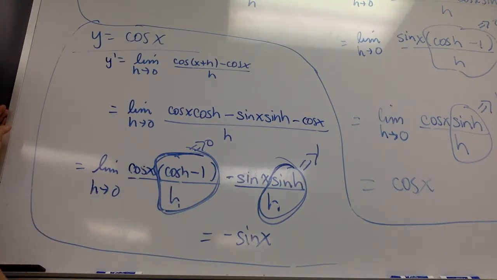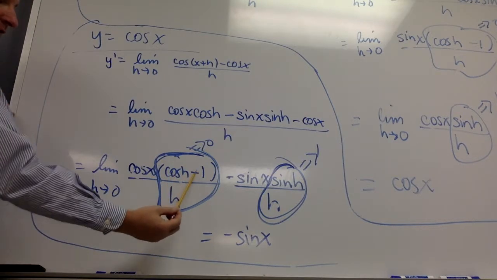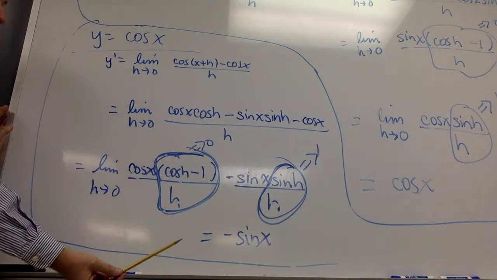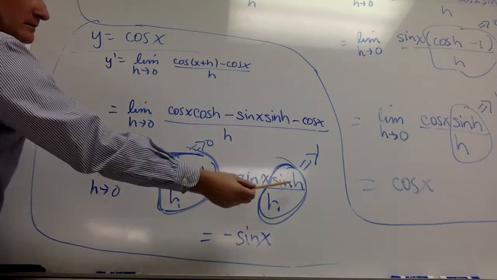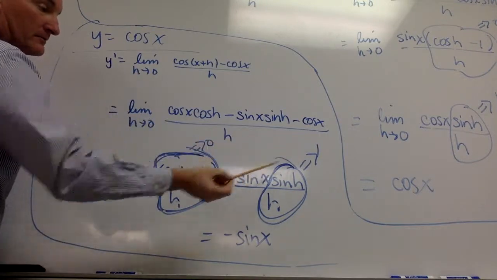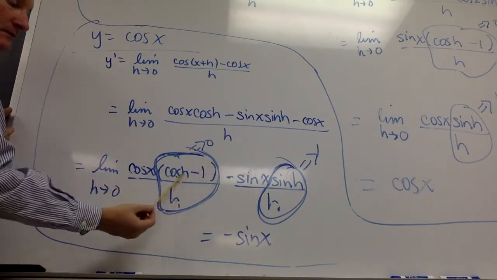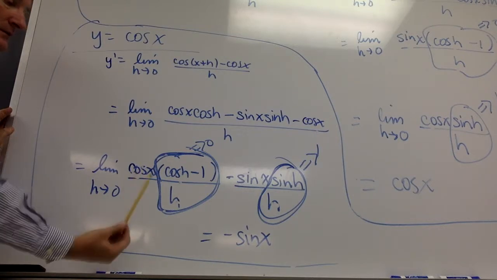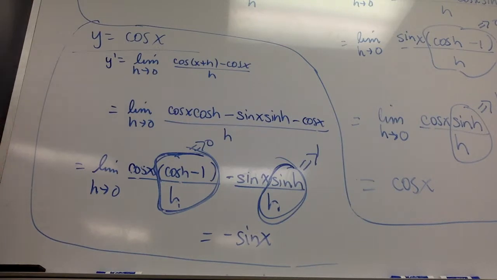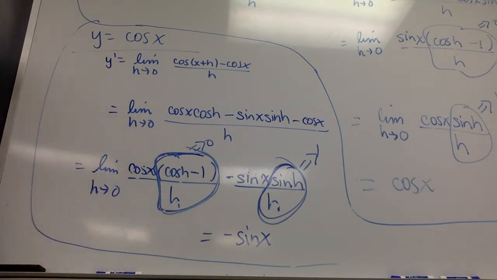And again, h is going to 0, so as h goes to 0, this quantity, cosine of h minus 1 over h, vanishes, goes to 0. And as h goes to 0, sine h over h goes to 1 right here. So I have left negative sine of x, and this is 0 times cosine of x, which is 0. So this whole quantity reduces to negative sine of x. Thus, the derivative of cosine x is negative sine of x.